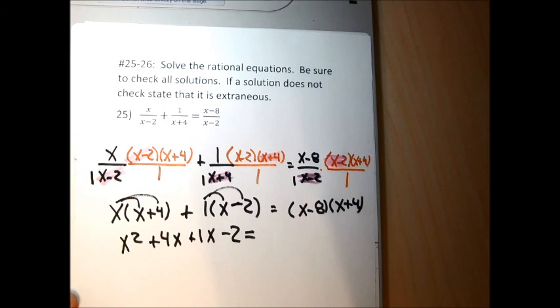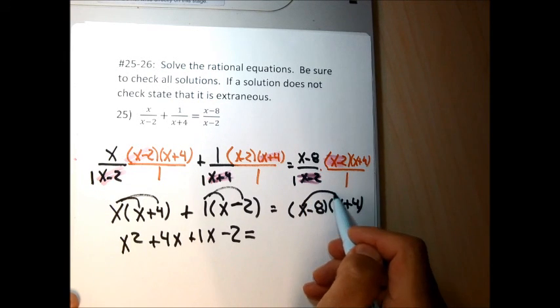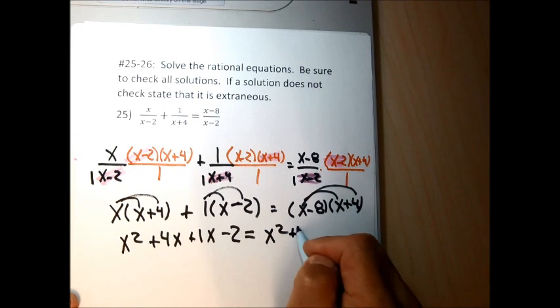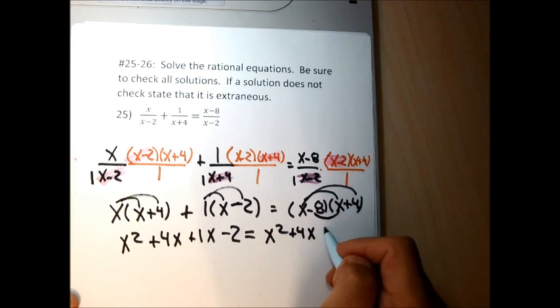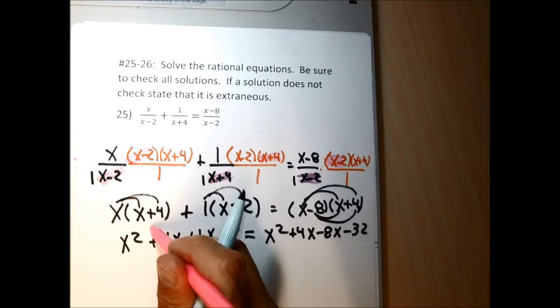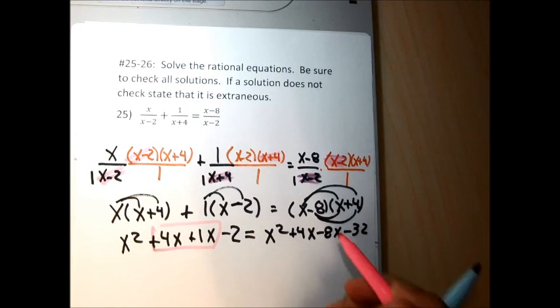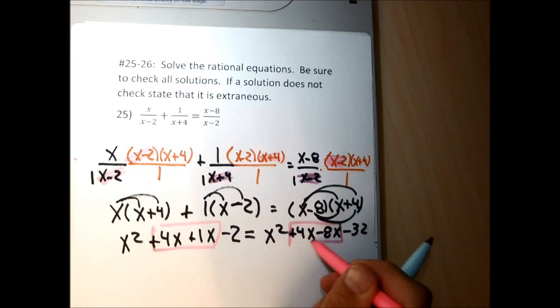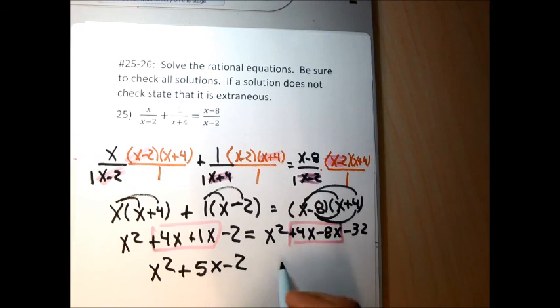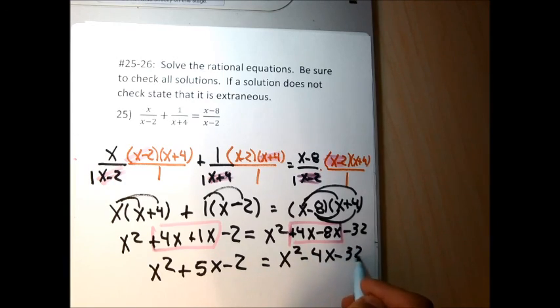That's the left side. On the right side, I have to FOIL. I'm going to go x times x is x squared, x times positive 4 is positive 4x, minus 8 times x is minus 8x, minus 8 times 4 is minus 32. Now I'm going to combine the like terms on each side. 4x plus 1x is going to combine. The 4x minus 8x are going to combine. The left side is going to be x squared plus 5x minus 2. The right side is going to be x squared minus 4x minus 32.